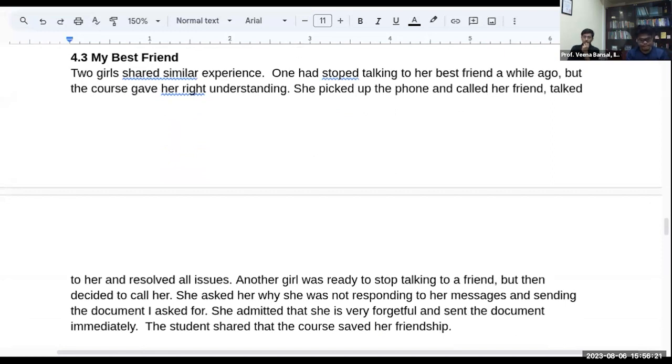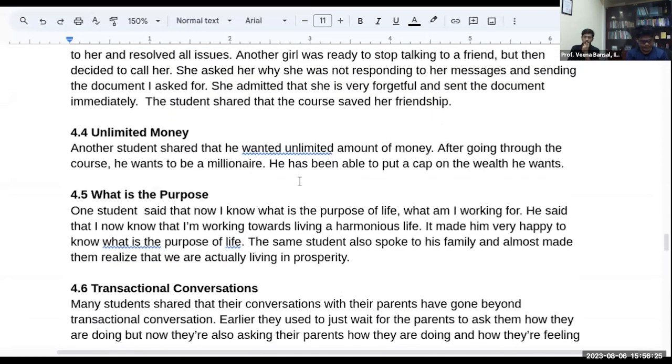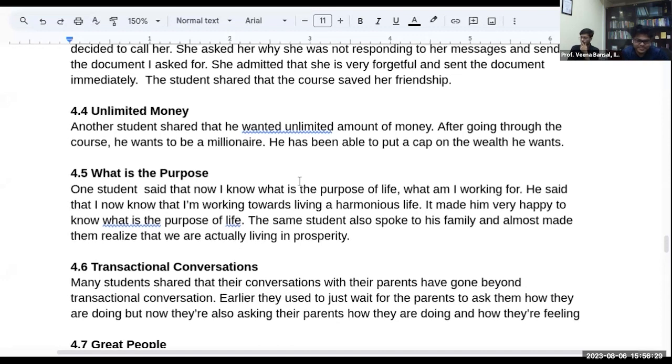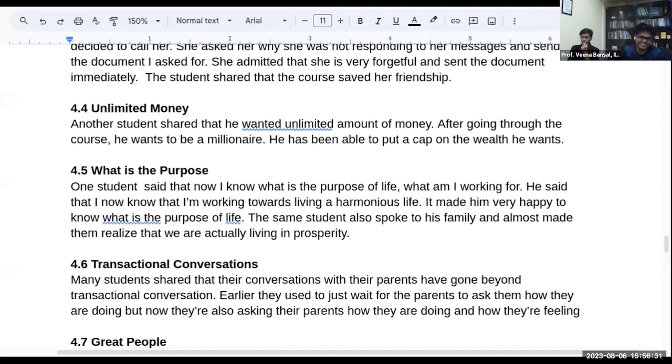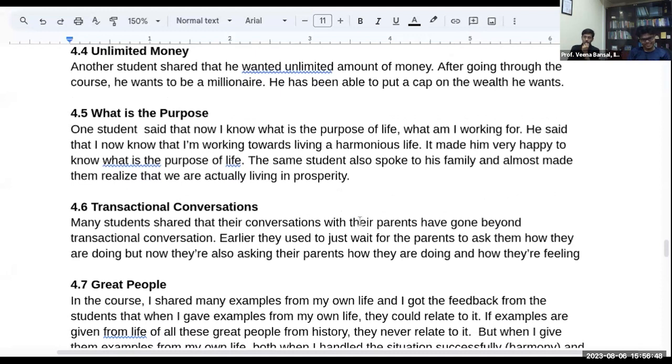Another girl gave similar feedback. And Tolstoy said in his feedback in the class that before he started the course, he wanted unlimited money. He is now smiling and nodding. You can see him. He wanted unlimited money, but after going through the course, he has been able to put a cap.